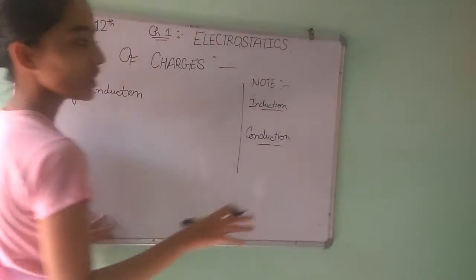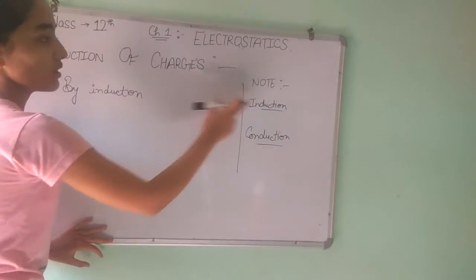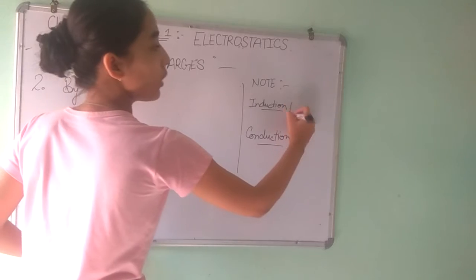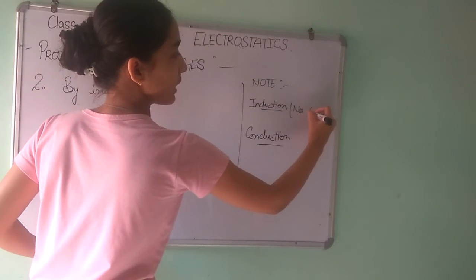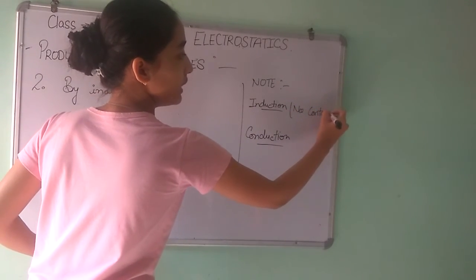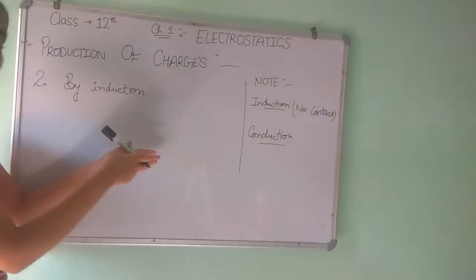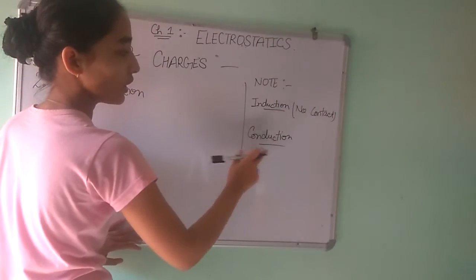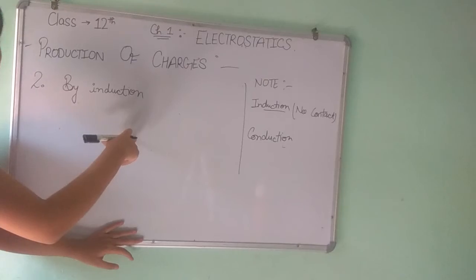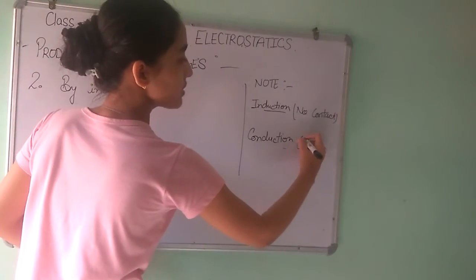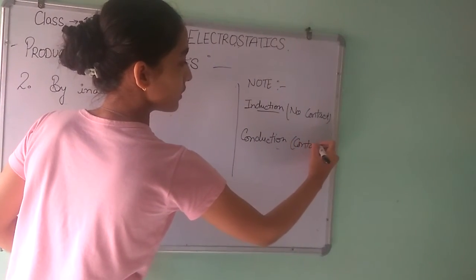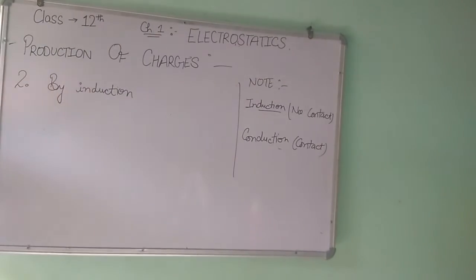Induction means without any contact. In this method charges are produced but without actual contact. No contact is there between the two objects. In rubbing there is contact between the two objects, but in induction there is no contact. And conduction is a third method which we will study later. In this, contact is possible.